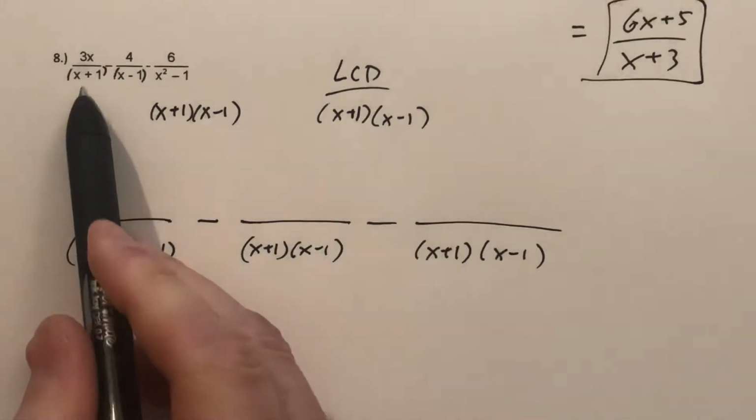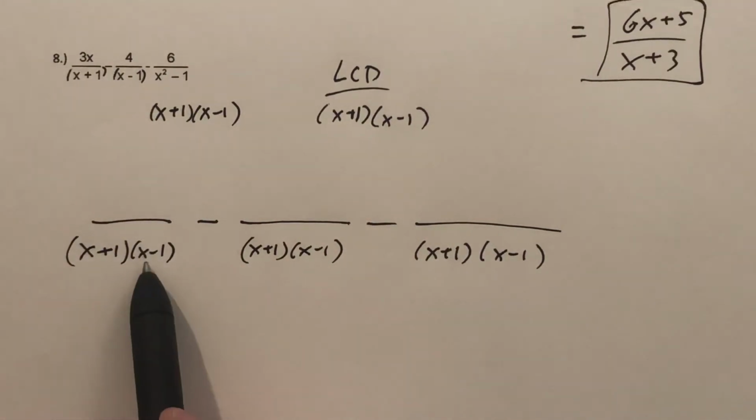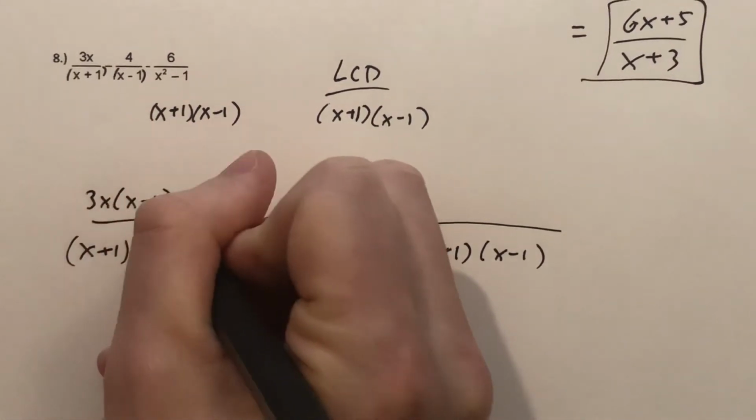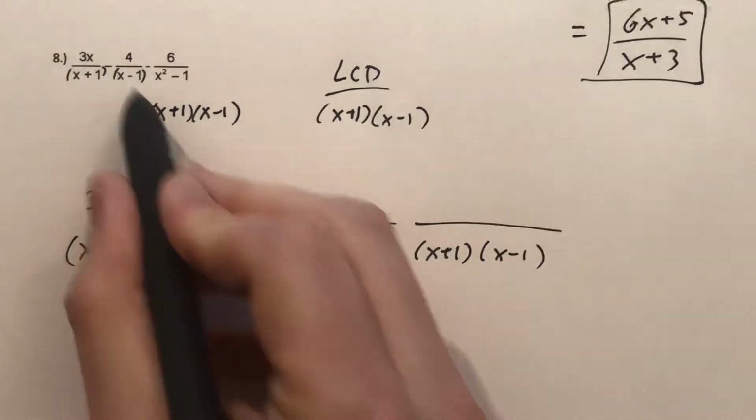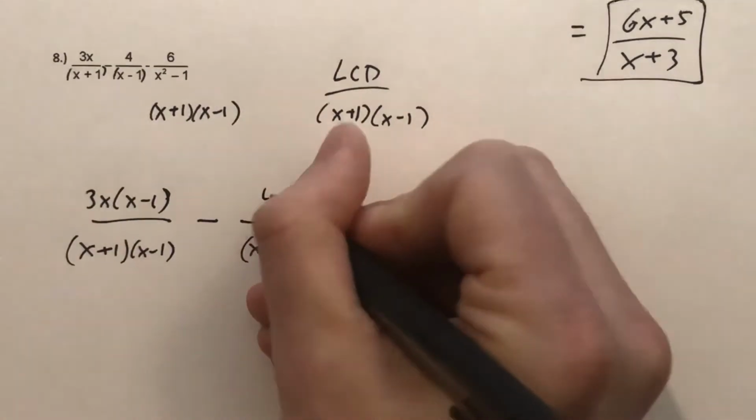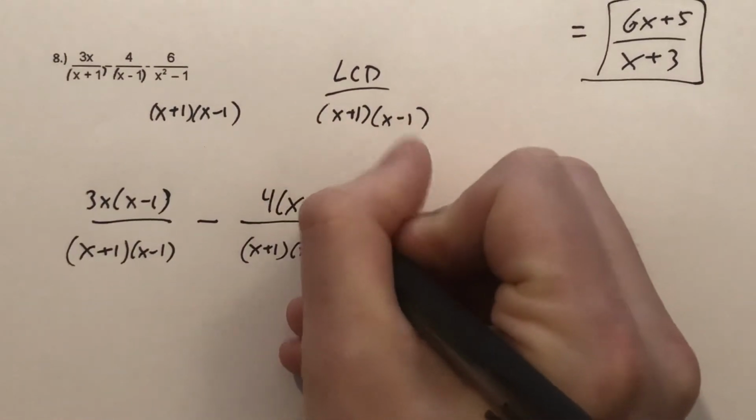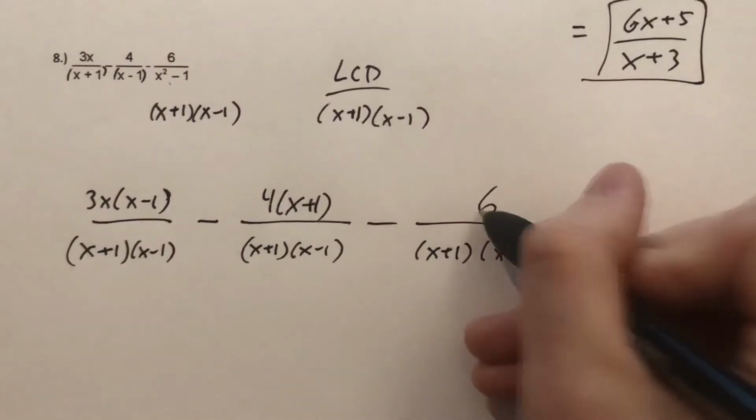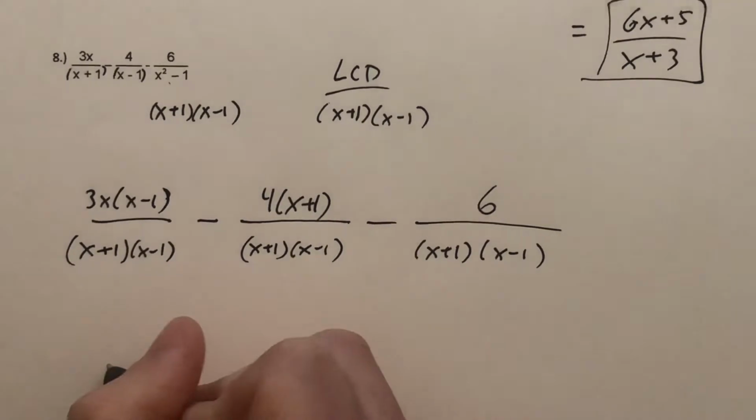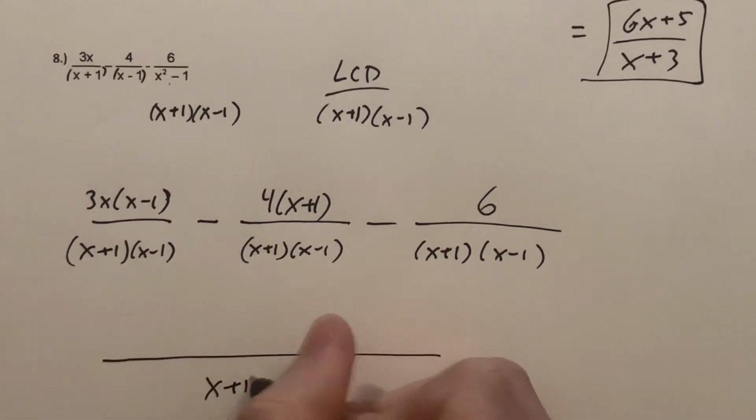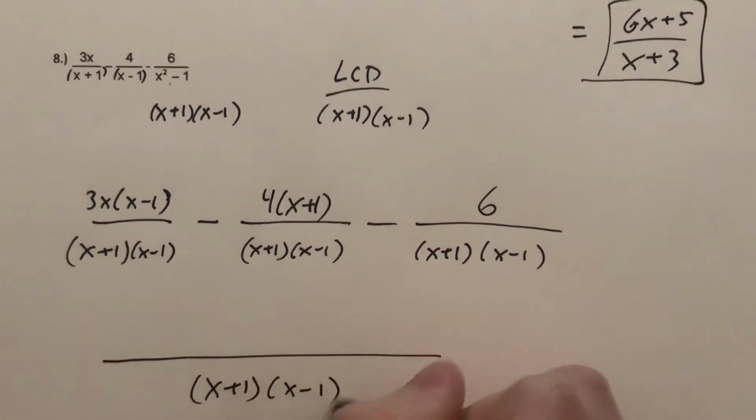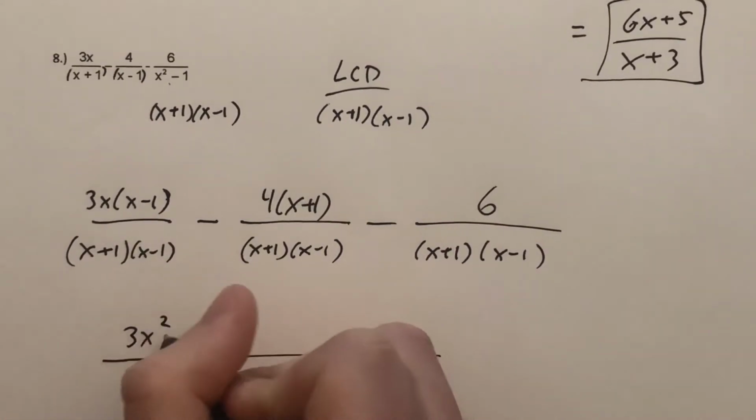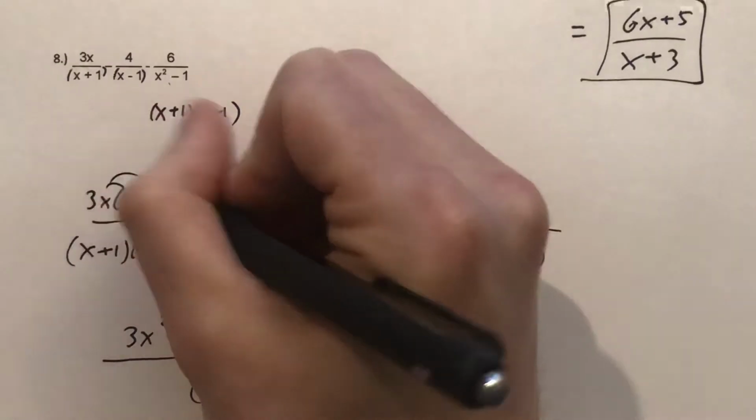And again, for this first fraction, we had the x plus 1, not the x minus 1, so we'll have 3x times the x minus 1. The next fraction was missing the x plus 1, so we'll have x times 4, or 4 times x plus 1. The last fraction had them both, so just bring down the numerator. And again, we now have all of them over the common denominator that we can combine, and we'll do our distributing. 3x squared minus 3x for those two.